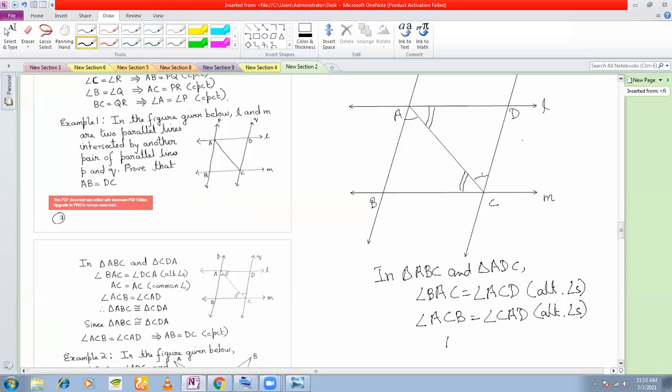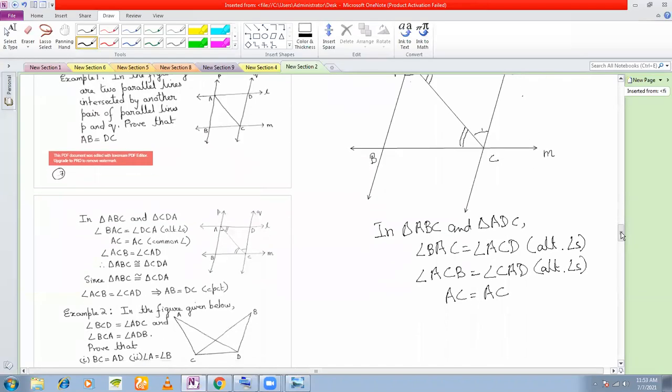Okay, and AC is equal to AC because AC is the common side. And also AC is the included side of both the triangles. So therefore, you can say triangle ABC is congruent to triangle ADC. Mention the axiom, ASA axiom.